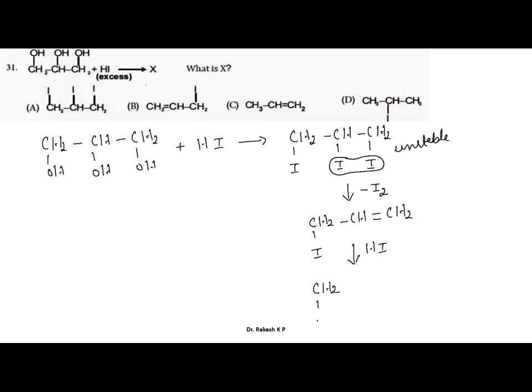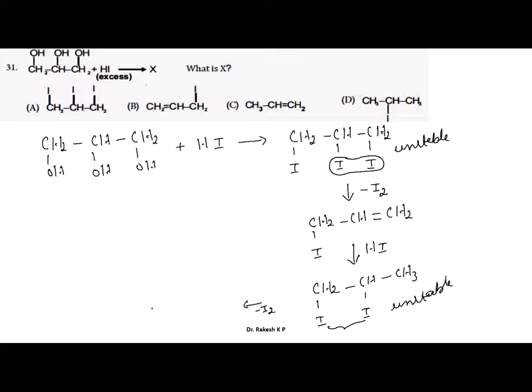So this is CH2I. The negative part of this reagent, that is I, is added to the carbon of the alkene having fewer hydrogens. Here we got this compound. Again, because these iodines are adjacent to each other, this molecule is unstable. So again it eliminates iodine, that means I2 comes out.